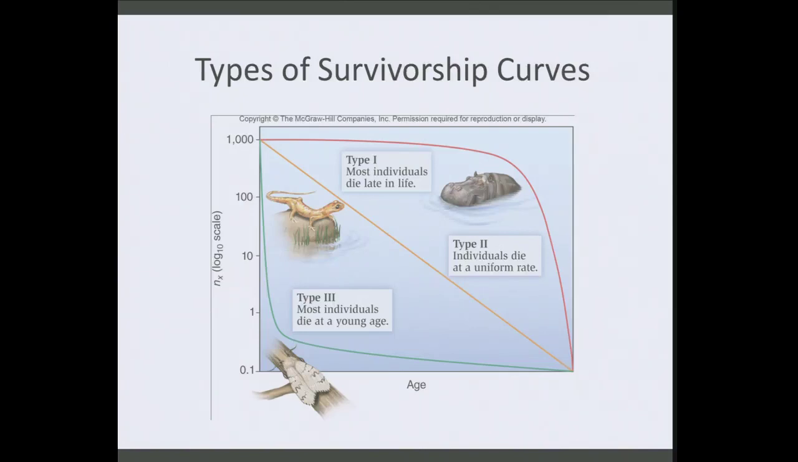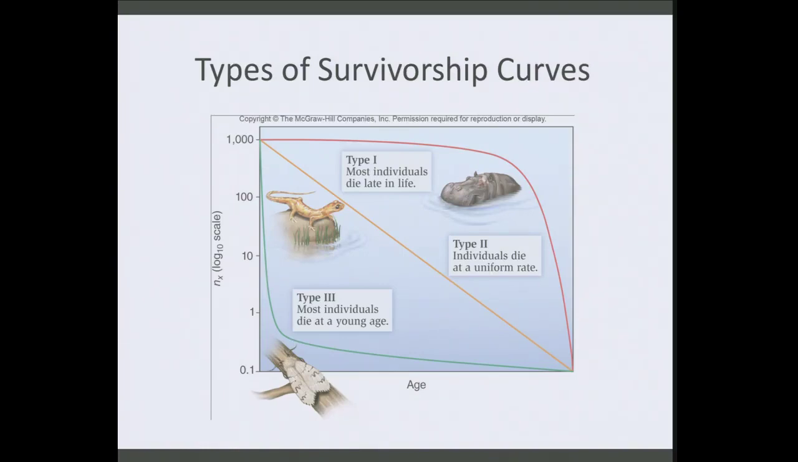So putting them all together, here's the three curves. So type 1 again, most individuals die late in life. Type 2, individuals die at a fairly uniform rate. And type 3, most die fairly young, but the few that survive past that initial point will tend to live longer lives. Now in class we will talk about these three classes in a little more detail.